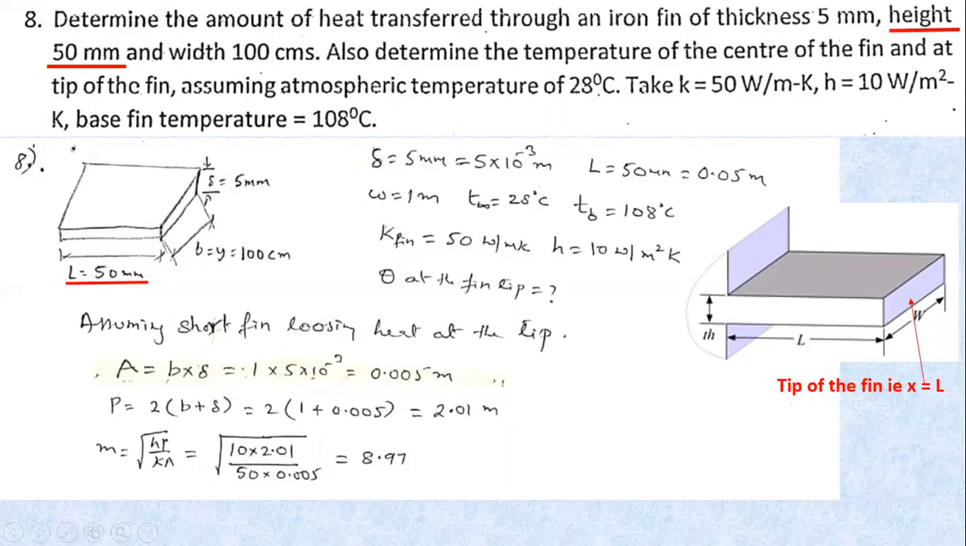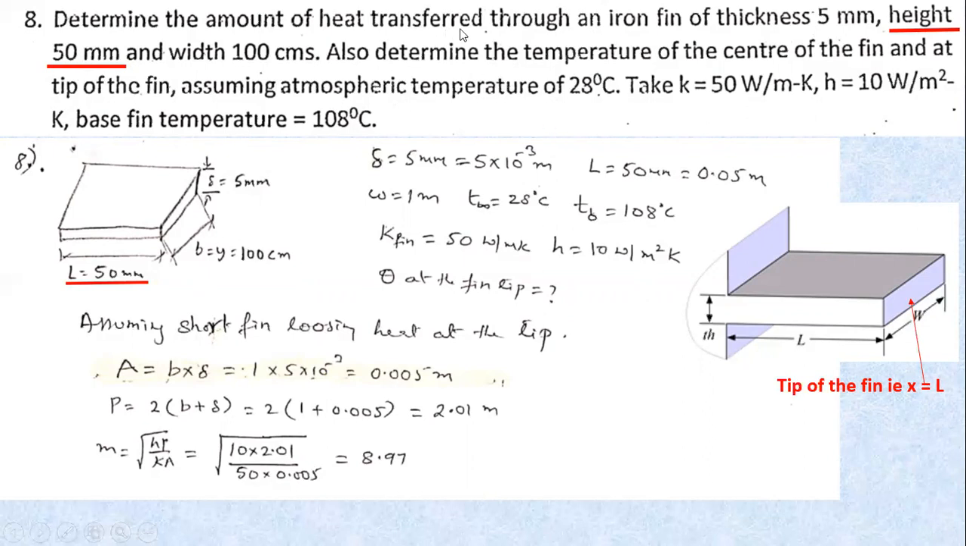Please make sure, I have underlined here, many of you make a mistake: height does not mean thickness. Height means the length of the fin. Many times students make the mistake of taking this height as thickness. Please don't take height as thickness. Here the height is nothing but the length of the fin. Width means the breadth, and thickness they have directly given as 5 mm. So always this should be the length of the fin.